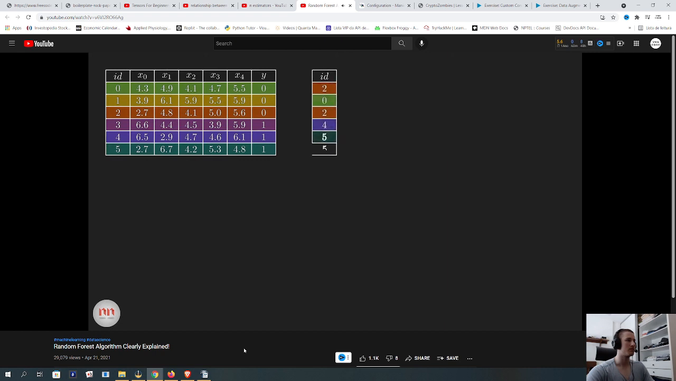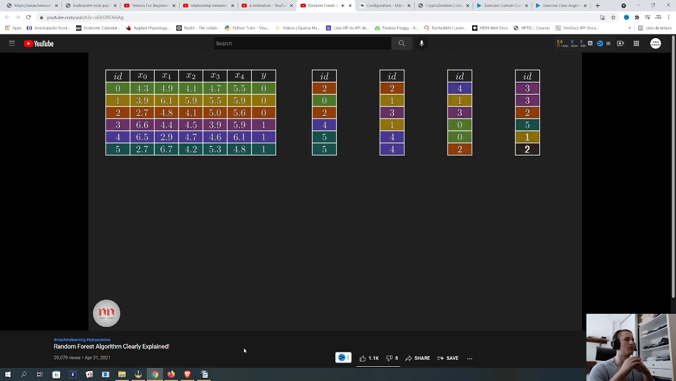Here's the first dataset. Due to lack of space, I am writing only the row IDs. Notice that rows 2 and 5 came more than once. That's because we are performing random sampling with replacement. That means after selecting a row, we are putting it back into the data. And here are the rest of the datasets. The process we just followed to create new data is called bootstrapping.